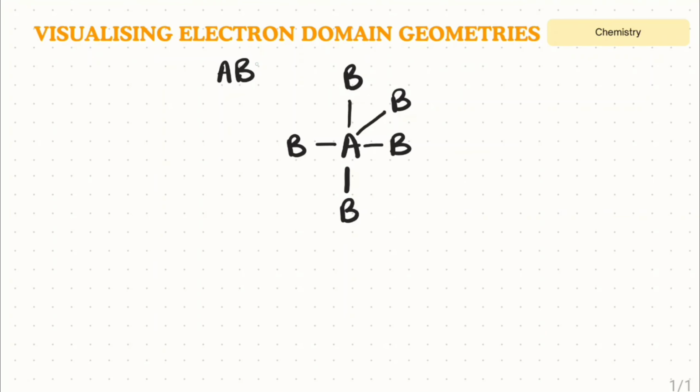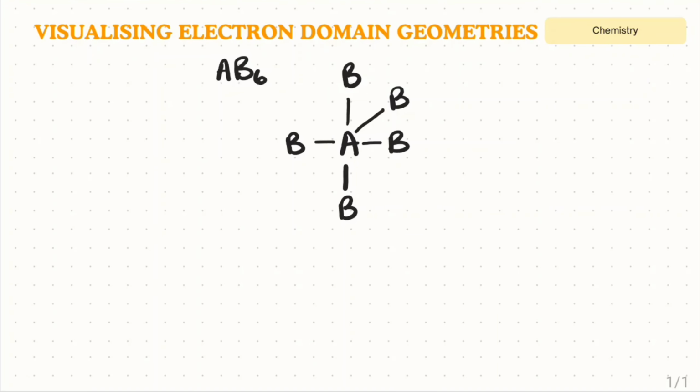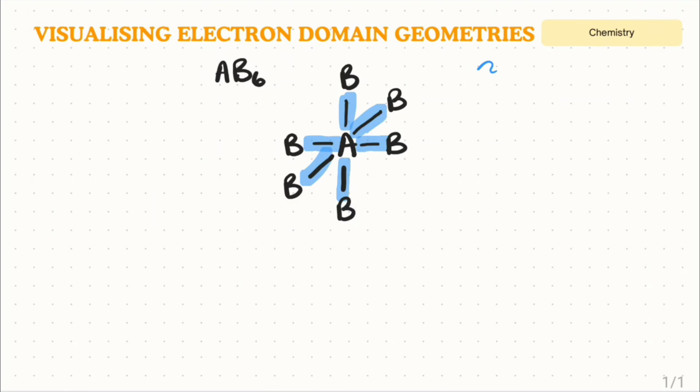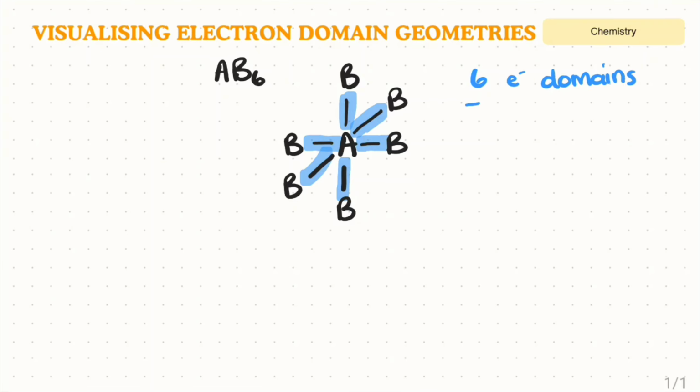Now let's say we have AB6. This is our central atom A bonded to 6 terminal atoms. I'm going to count how many electron domains are around my central atom. 1, 2, 3, 4, 5, 6 electron domains. That means our electron domain geometry is octahedral.